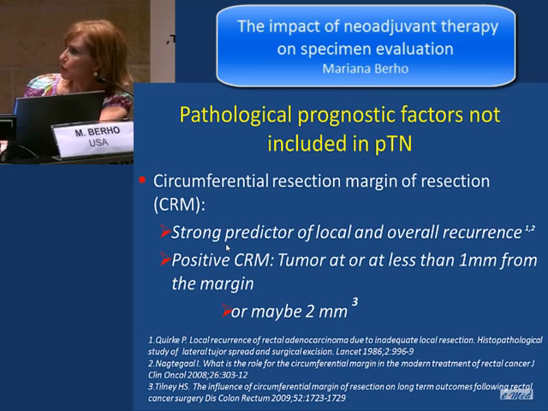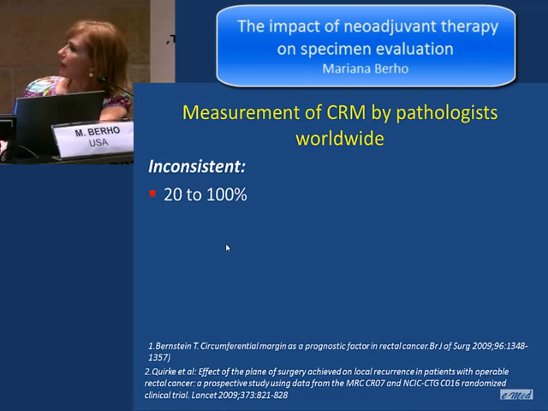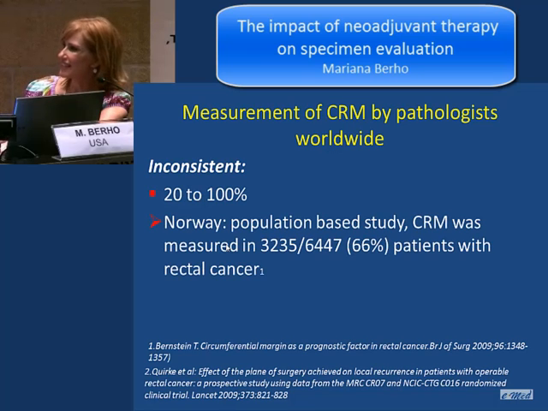Now, we always need to remember that in the TN system, there are very important factors for rectal cancer that are not included. Circumferential margin of resection is a very strong predictor of survival. The problem is, again, that you need to educate your pathologist that you always want the circumferential margin of resection reported. The reporting of this is very inconsistent, and it varies according to the place that you are.